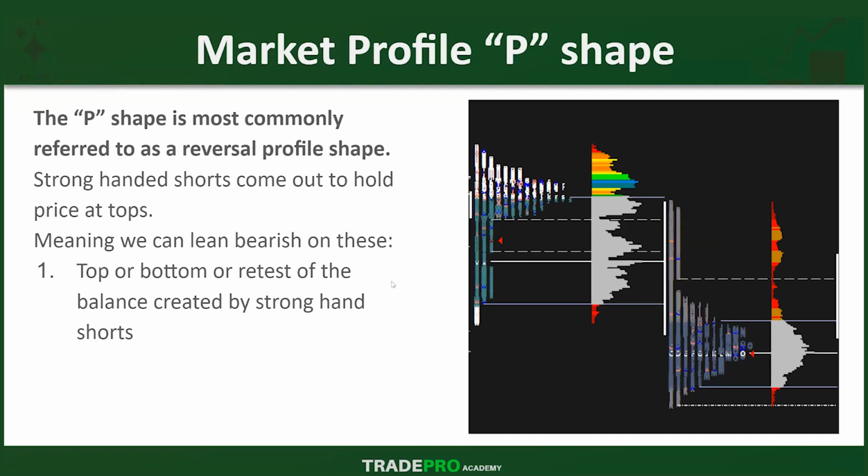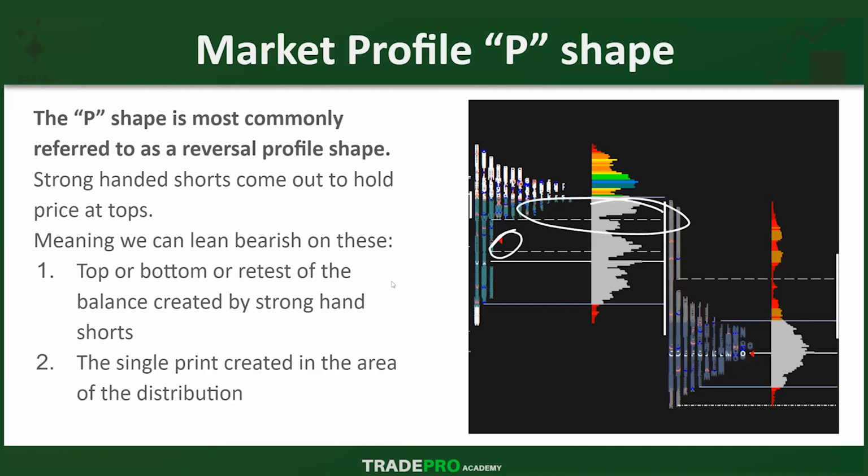Now, this can be also created by a single print that can be found in the profile itself, especially if price opens below said single print. Remember, the single print is the emotional traders that come in, and you can see right here in this following profile, we come into that area, we hold the bottom of this balance, we hold the single print, and we get that retractive movement back to the downside.